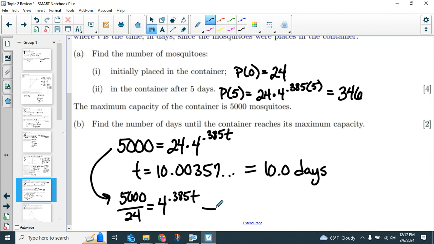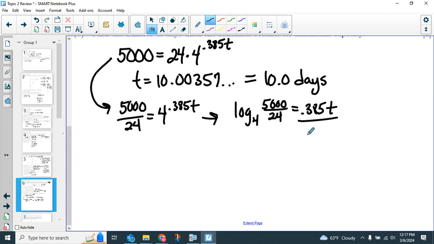Then you would use the definition of logarithm to rewrite this as a log, which would be log base 4 of 5,000 over 24 is equal to 0.385t. And then you simply divide both sides by 0.385. Plug that directly into your calculator, and again, you would just get that number. Okay. So obviously, numeric solver, significantly easier.